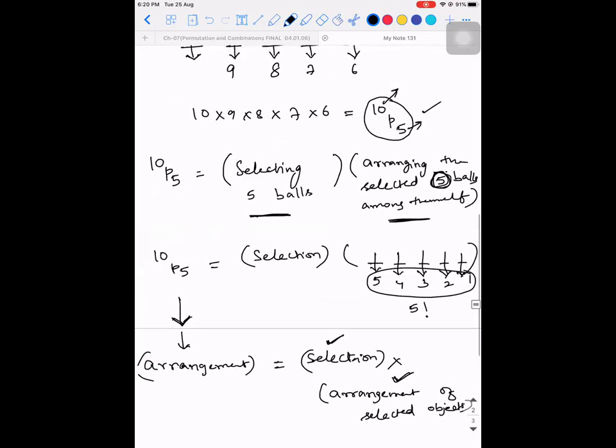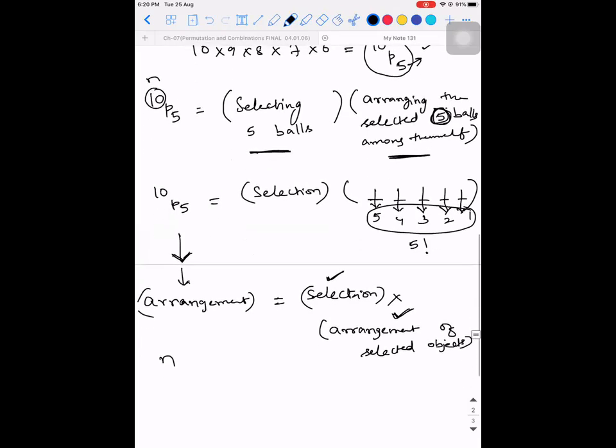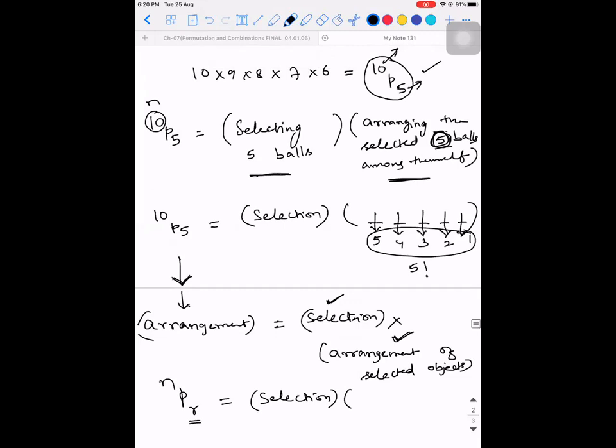Now what I'm going to do is, instead of 10, I'm going to write n. So nPr will be equal to selection into arrangement. How many balls did you select? R balls. So R objects should be arranged among themselves. When 5 objects were arranged among themselves, it was 5 factorial. Now here you will have R factorial. Are you guys able to understand this?